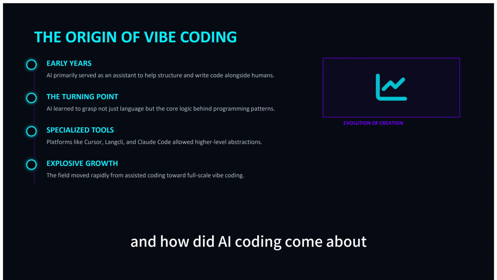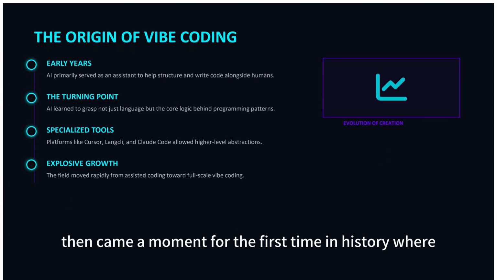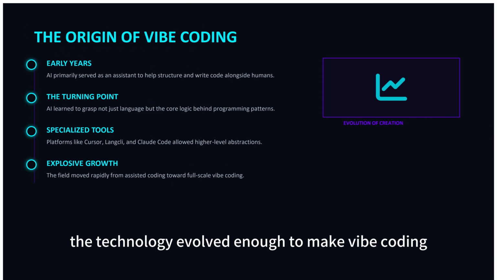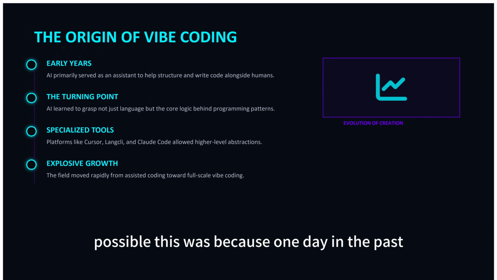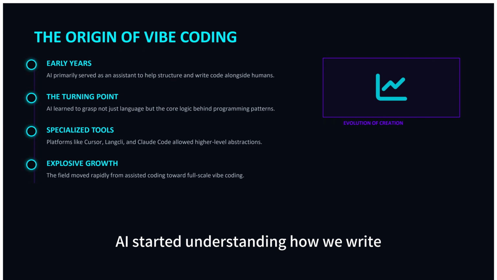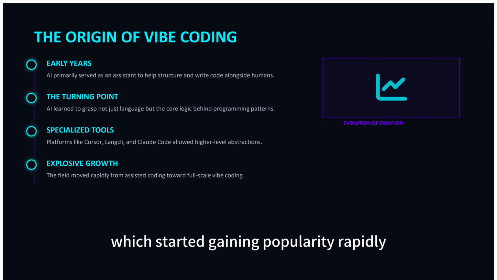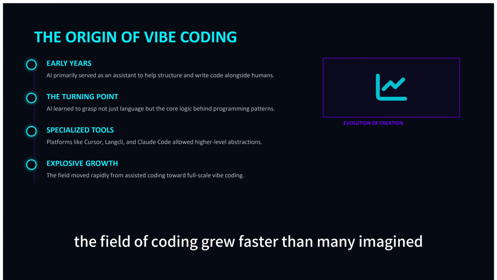And how did vibe coding come about? Well, in the early years of AI, it was mainly used to assist us with code that we wrote ourselves. Then came a moment, for the first time in history, where the technology evolved enough to make vibe coding possible. This was because AI started understanding how we write, and that was amazing. But now they also understand how we code. And then came specialized AI programming tools like Cursor, Langly, and many others, which started gaining popularity rapidly. Suddenly, the field of coding grew faster than many imagined.